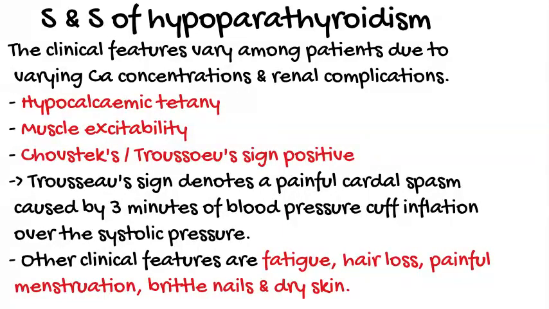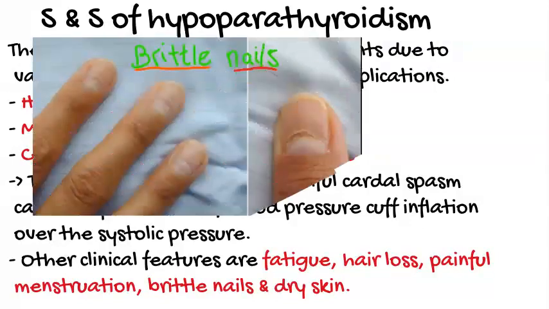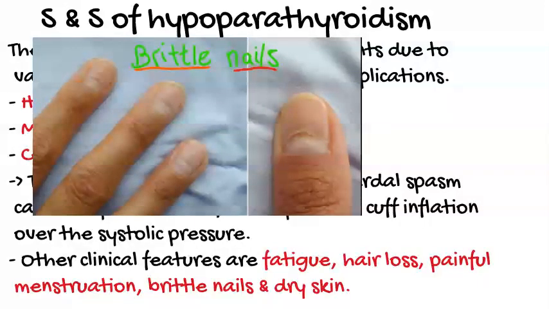Other clinical features are fatigue, hair loss, painful menstruation, brittle nails, and dry skin. This picture illustrates the brittle nails condition. I have shown in the previous video regarding the Chvostek and Trousseau sign.